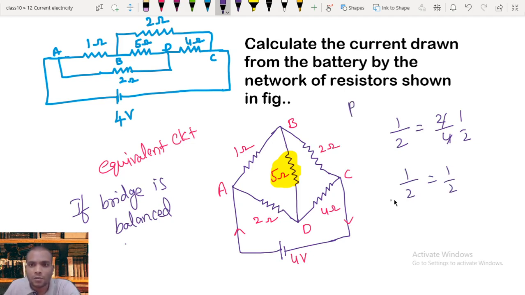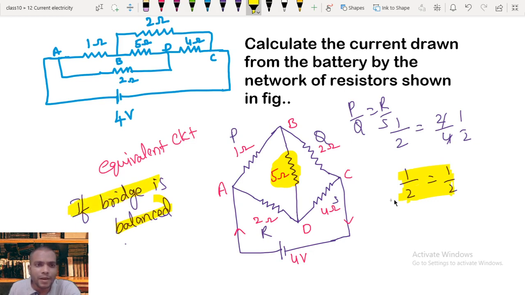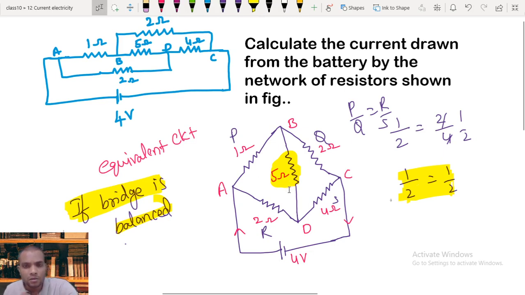I apply the same formula, P by Q equal to R upon S, taking this as P and Q and this as R and S. Here the ratios of resistances are equal, so we can conclude that the bridge is balanced. When the bridge is balanced, the current through the BD arm equals 0. There is no current flowing through the BD arm.